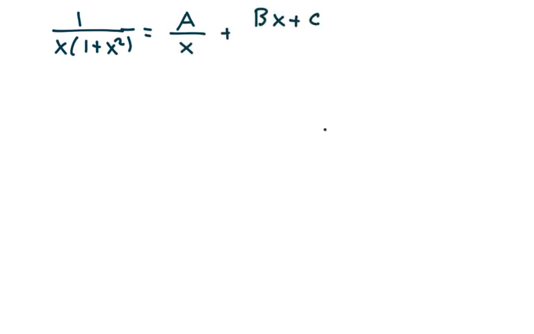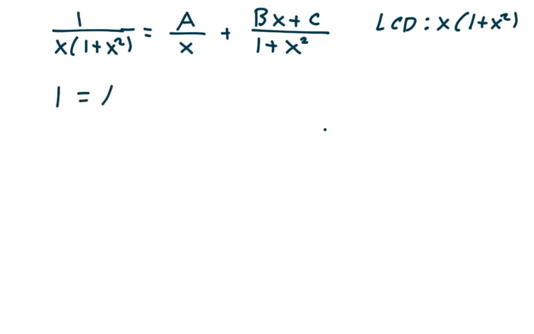From here, I'm going to take 1 over x times 1 plus x squared and get, by partial fractions, a over x plus bx plus c divided by 1 plus x squared. So my LCD is x times 1 plus x squared. So 1 equals a times 1 plus x squared plus x times bx plus c.